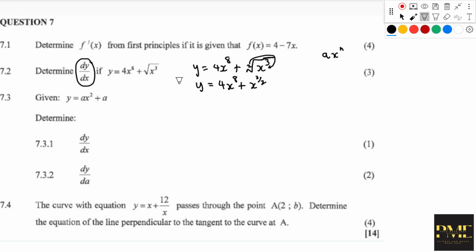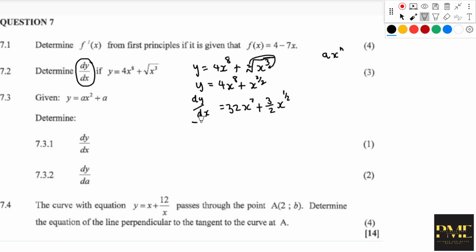Then okay, we can do our derivative respectively, right? So therefore dy over dx will be equal to, as the exponent multiplies the constant, 8 times 4, which is basically 32x raised to the power of 8 minus 1, that will be equal to 7. Okay, and then we come over here, 3 over 2 multiplied by positive 1, being positive 3 over 2, x, and then 3 over 2 minus 1. We know 3 over 2 is 1.5, so 1.5 minus 1 gives us a half.